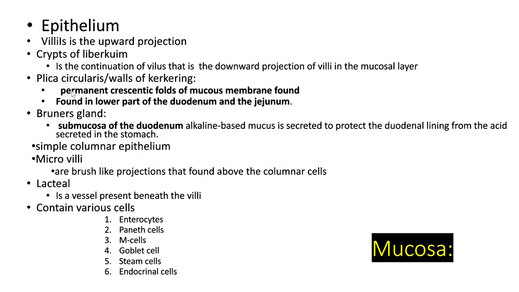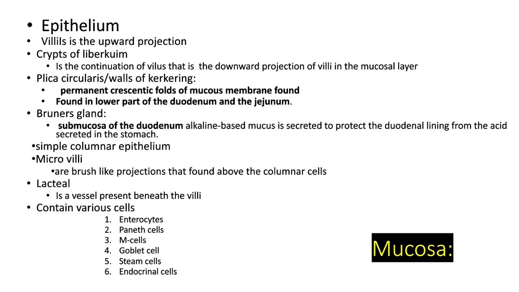So the epithelium, which contains the villi. We will discuss the epithelium first of all. It contains villi, which are upward projections, and it has crypts of Lieberkuhn, which are a continuation of the villus, the downward projection of the villi in the mucosal layer.